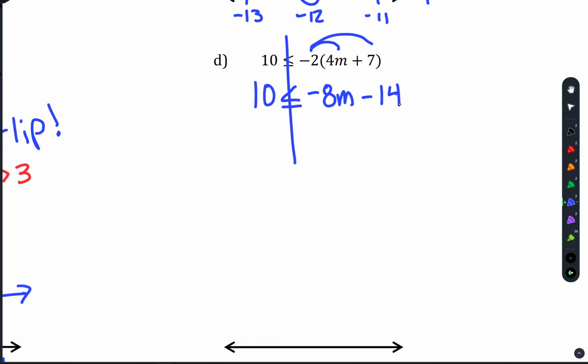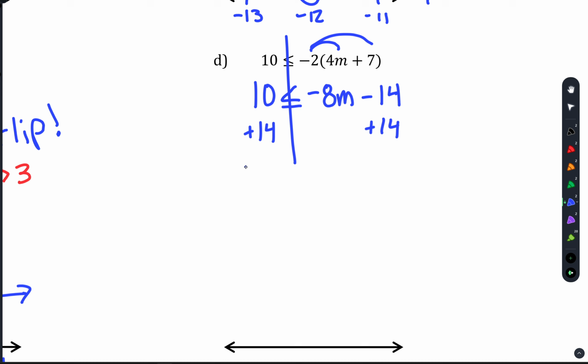Yeah, I only multiplied that -2 on the right side. I didn't do anything to the left side. Remember that we only flip the sign if we are multiplying or dividing by a negative number on both sides, which I have not done yet. So let's continue solving. Maybe I will later on.